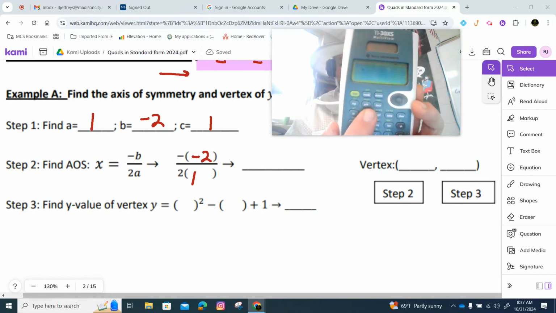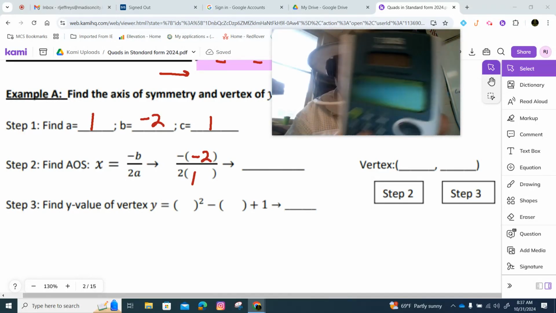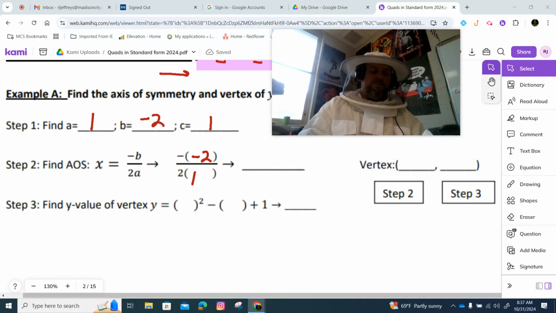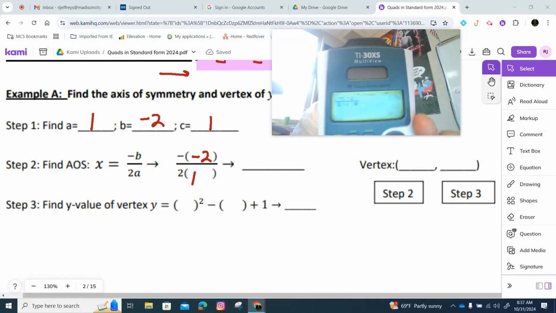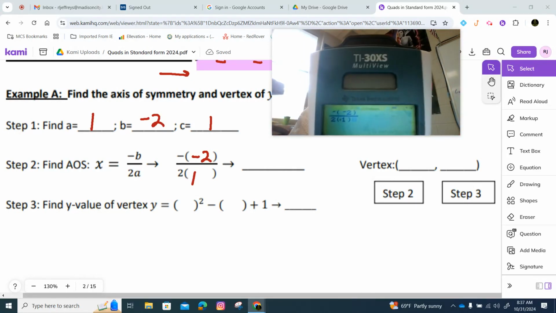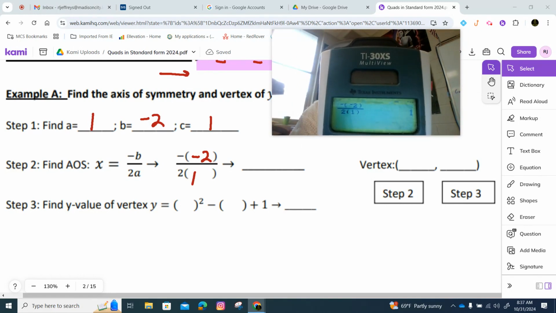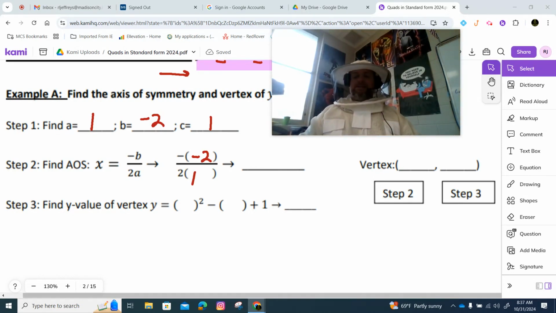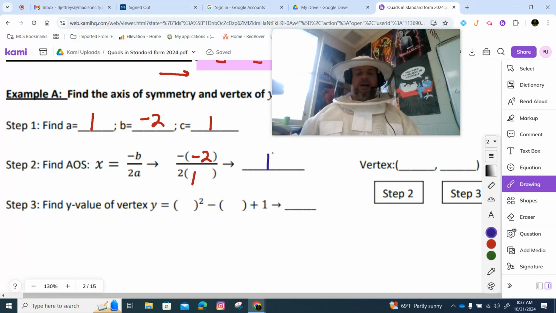If you hit your N over D button, N over D, right here, it makes the fraction. Negative, parenthesis -2, close it, and then scroll down to parenthesis 1. You can actually put that in just like we have here. And we get 1. Isn't that amazing? Oh, I know. Y'all are just shocked.